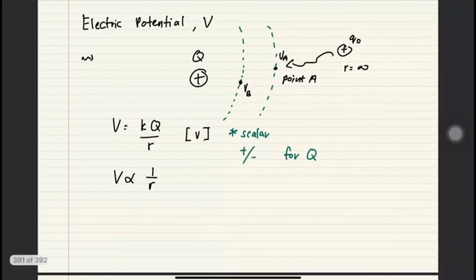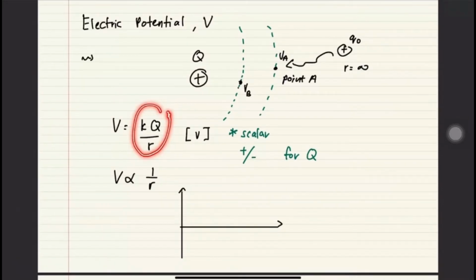Okay, previously I told you that V is inversely proportional to r. If the charge is positive, then basically you have a positive V, because the formula is positive. What determines whether it is positive or negative is only Q. So if Q is positive, V is always positive. So the graph will look something like this.